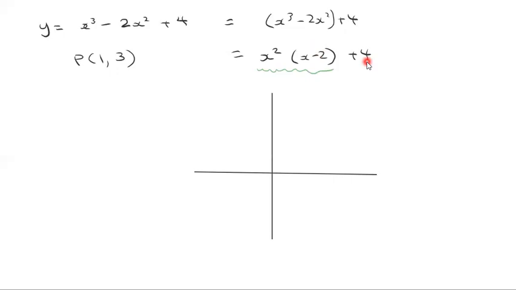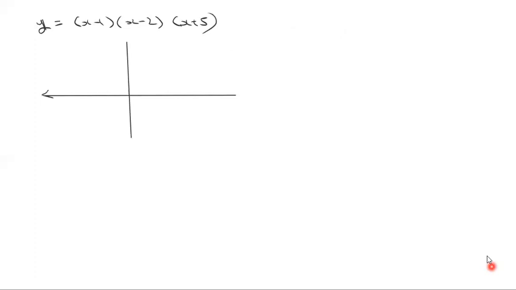Now, when you draw cubics, let's start with even easier ones, right? If I have something like this, do you guys know how to draw that? Yeah? How do you draw that? Well, you know the x-intercepts. Right. The x-intercepts are? 1, 2, and negative 5. Correct. So basically, solve for them equal to 0, and your x-intercepts would be x equals 1, x equals 2, x equals negative 5, and then?